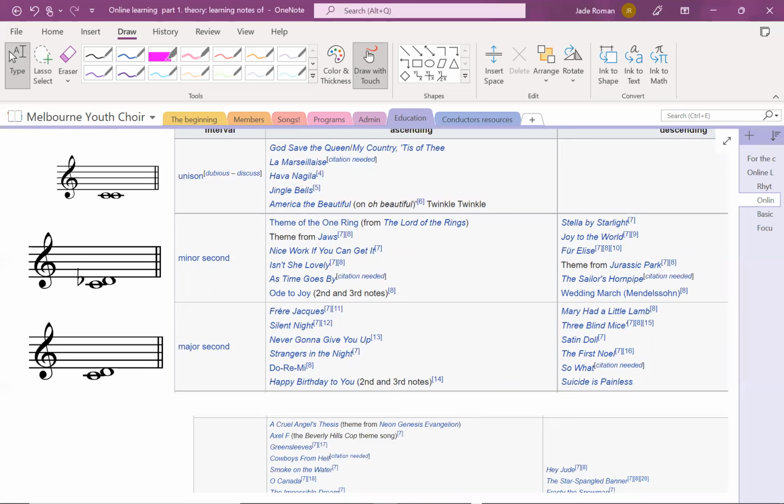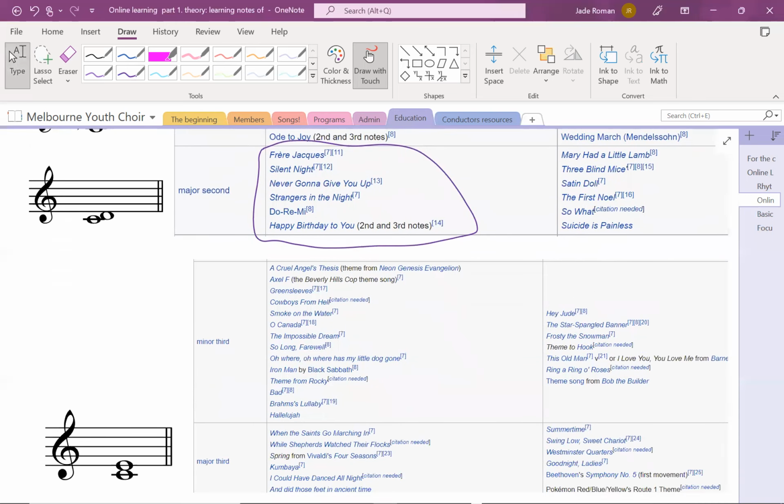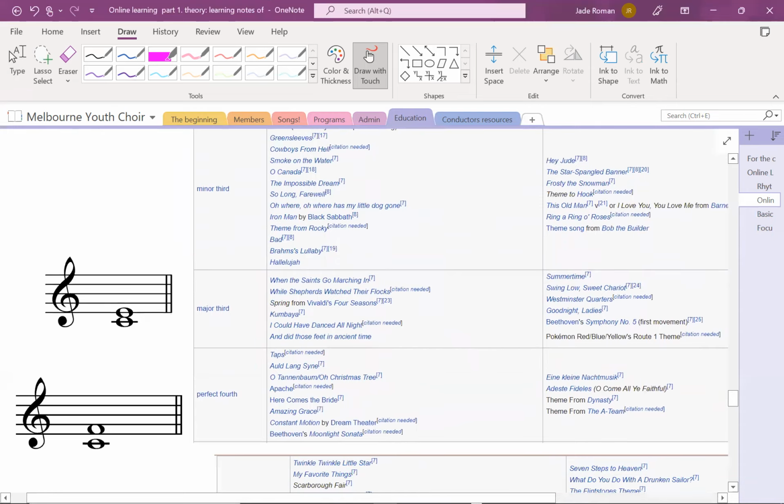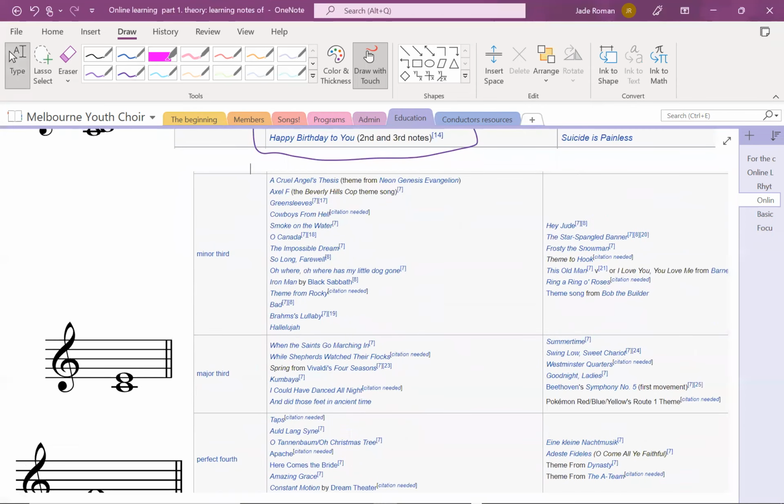Now, what about a major second? Basically, Wikipedia gives a list of songs here, which they think will help you. So a pretty easy one is Happy Birthday. Happy birthday, that's a major second, 1, 2. They also have Frère Jacques, Silent Night. Obviously, all those kinds of things are there. I'm going to skip minor third, but basically, you can use Greensleeves.